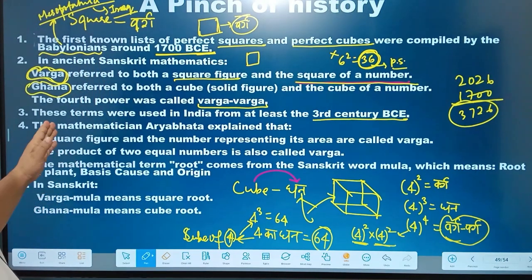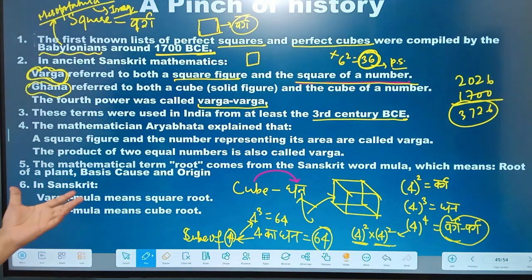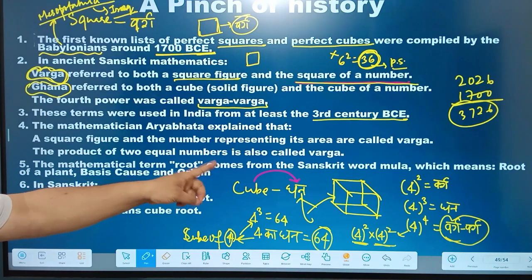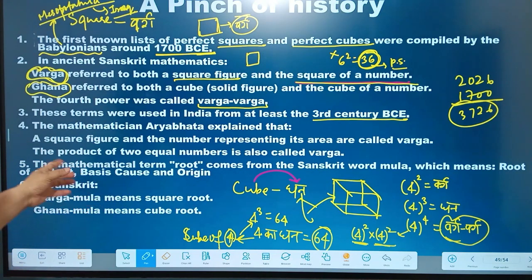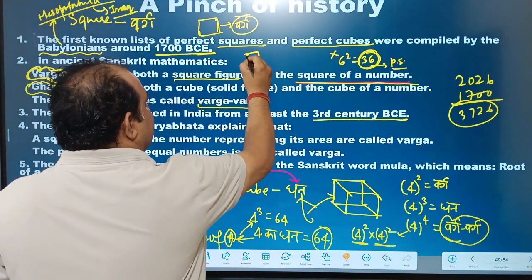Now, 4th point. The mathematician Aryabhatta explained that. Who was Aryabhatta? He is from our country India, right? He was a great philosopher and mathematician. The square figure and the number representing its area are called varga. What he said is that a square figure like this, or its area.